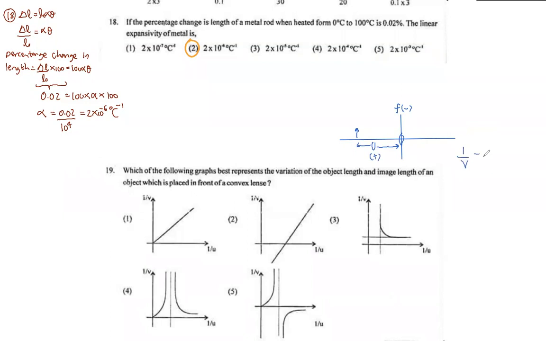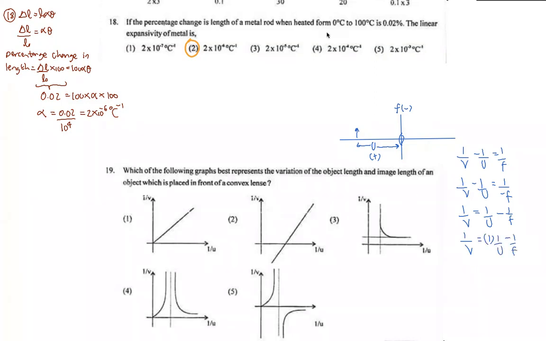1 over v minus 1 over u equals 1 over f. If I make 1 over v the subject, 1 over v is equal to 1 over u plus 1 over f. And there's only one option we have, right? I think we have to put the sign convention for f. So 1 over v minus 1 over u equals 1 over minus f. So 1 over v equals 1 over u plus, minus 1 over f. I can write 1 over v equal to 1 into 1 over u minus 1 over f.